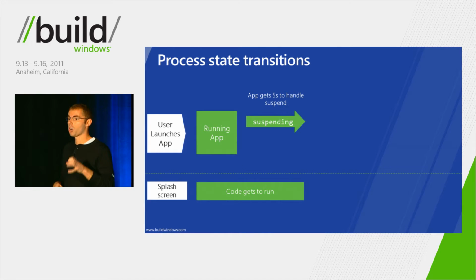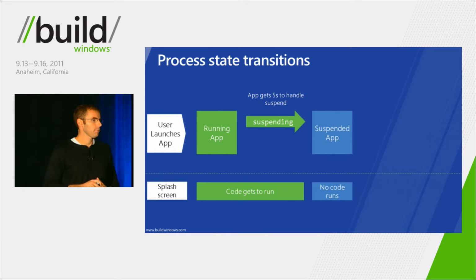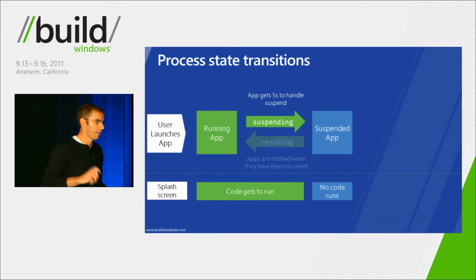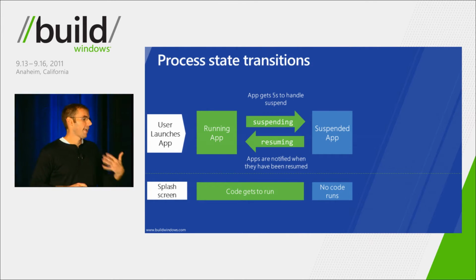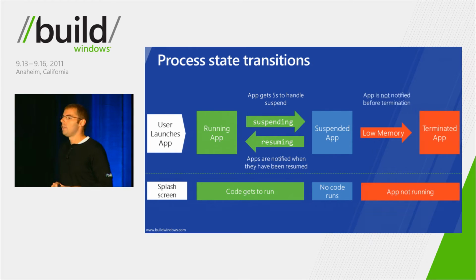If it took longer than 5 seconds, we're going to crash that app. Then the app got suspended. Then we switched back to the app, and then the app was running again. And at that point, the app could have subscribed to the resuming event, which indicated that the app was coming back from suspend. Then we simulated a low memory condition, which caused the app to get terminated.